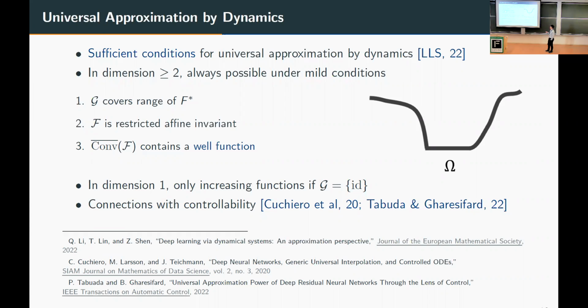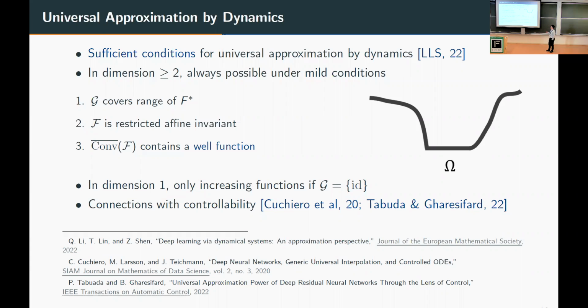And the second one is that this family of control functions that you apply to your residual neural networks, they have to be restricted affine invariant. So this is a weak version of affine invariance. Basically says that if you apply some affine transformation to your input and then apply the function, that function should also live in your control family.